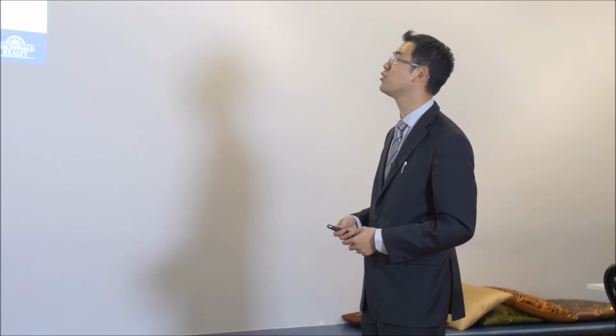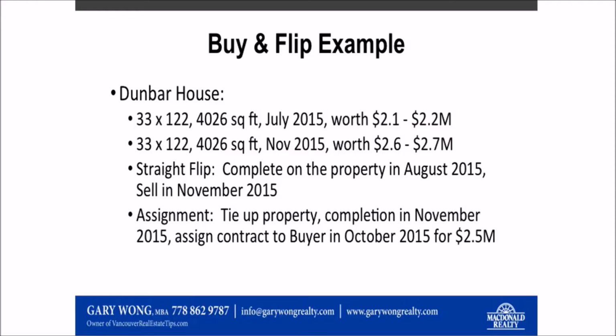Okay, so let's go through the buy and flip example. This is a true example. This is exactly what it was worth back then. Dunbar house, 33 by 122 foot, 4,026 square foot lot, in July of 2015 was worth about 2.1 to 2.2 million. Four months later, same lot, worth 2.6 to 2.7 million.